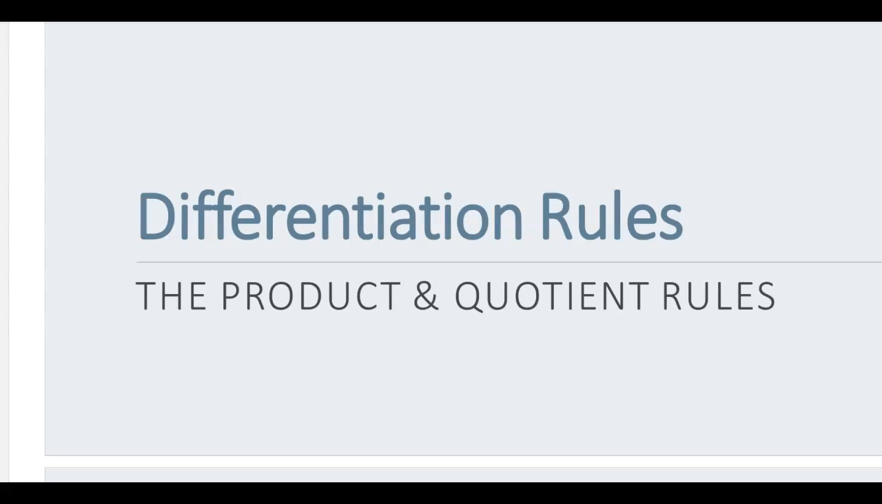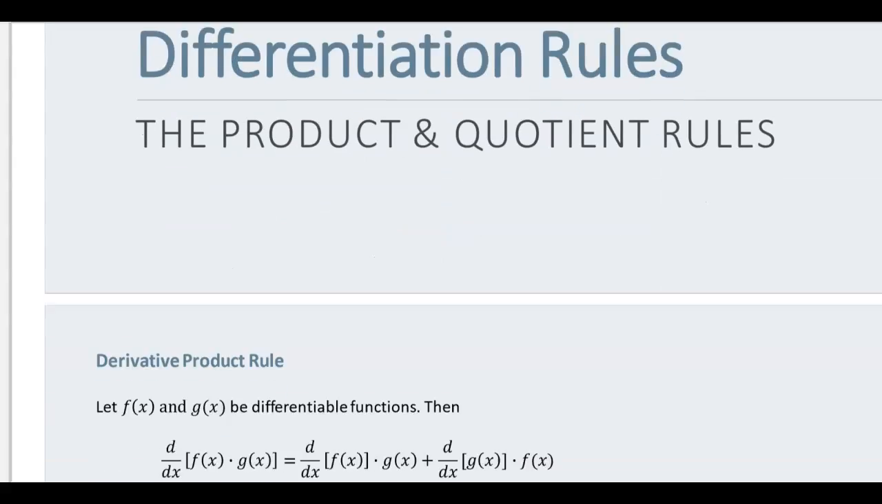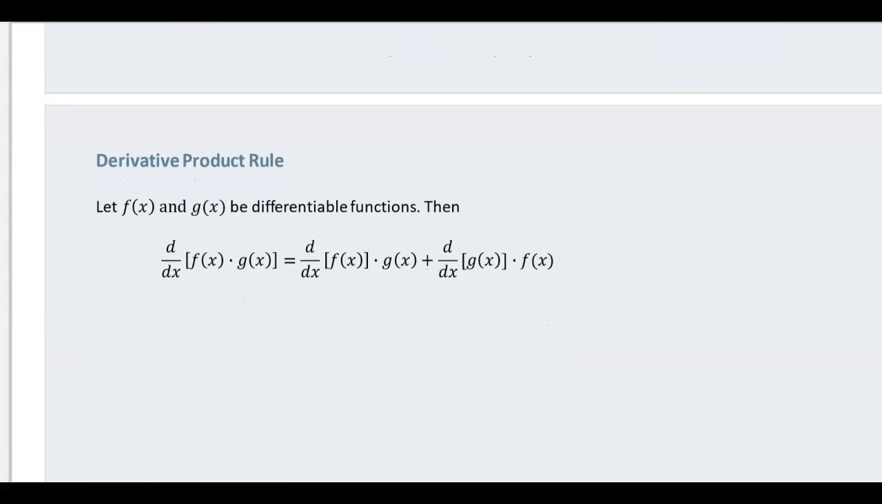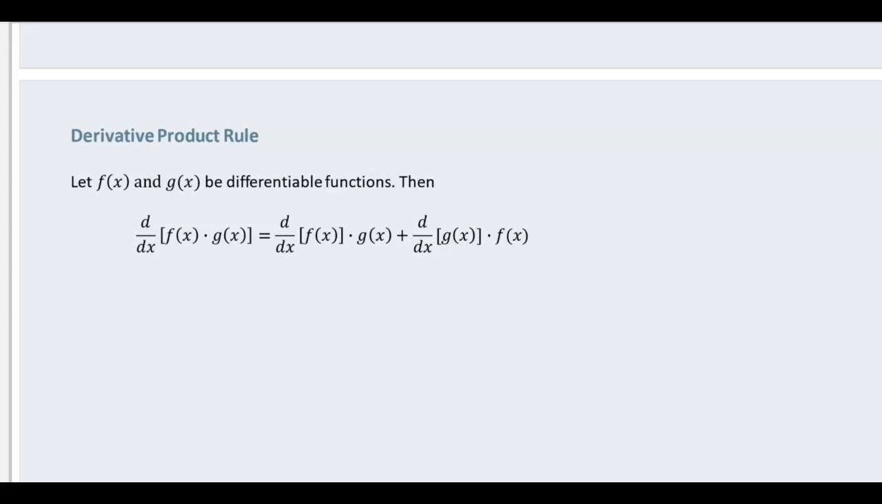In this video, we are going to talk about the product and the quotient rules that can be used for taking the derivative of functions that have two items that are multiplied together or two items that are divided. This first slide shows us what the product rule is.